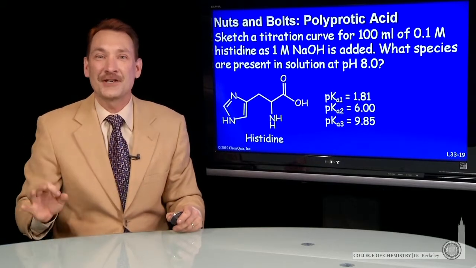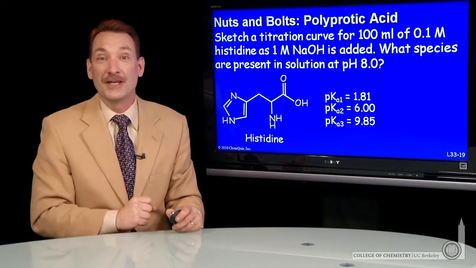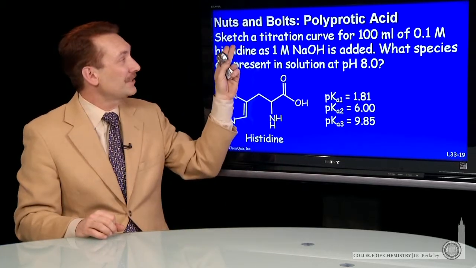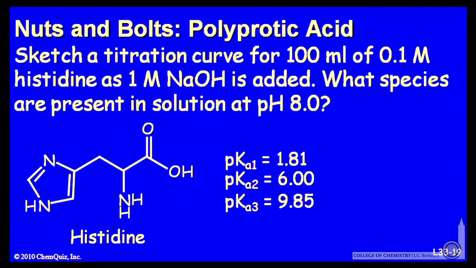Let's try to sketch the titration curve for a polyprotic weak acid. So I've chosen here histidine, and what I'd like to do is sketch the titration curve for 100 mL of 0.1 molar histidine as it's titrated with 1 molar sodium hydroxide. And we can also talk about which species are present when we get to pH 8 along the titration curve.